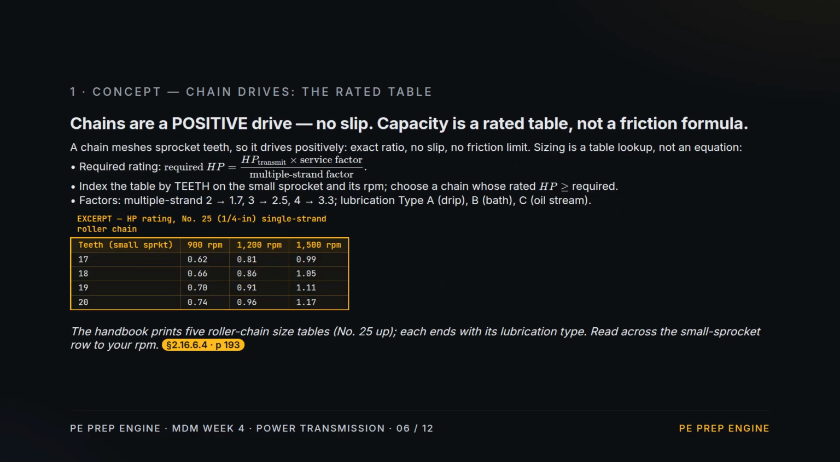Concept 5. Chain drives. A chain meshes teeth, so it's a positive drive, no slip, an exact ratio, no friction limit. Its capacity isn't a formula, it's a rated table. Take the horsepower you need, multiply by a service factor for shock, divide by the multiple strand factor, and that required rating is what you look up. You index the table by the number of teeth on the small sprocket and its speed, then pick a chain whose rated horsepower clears it.